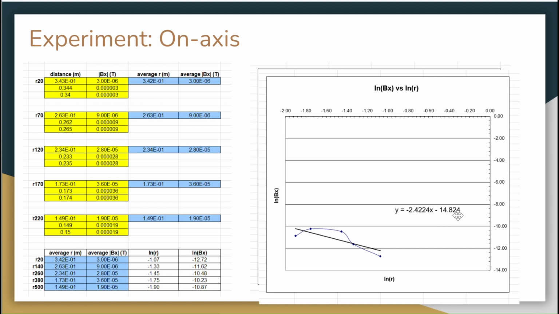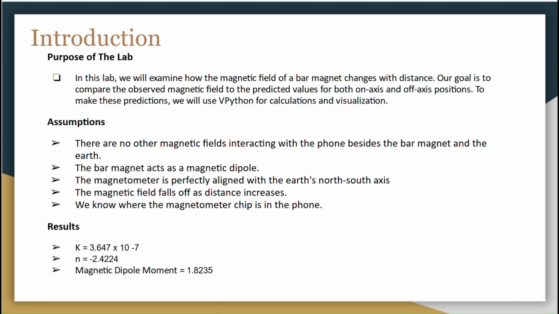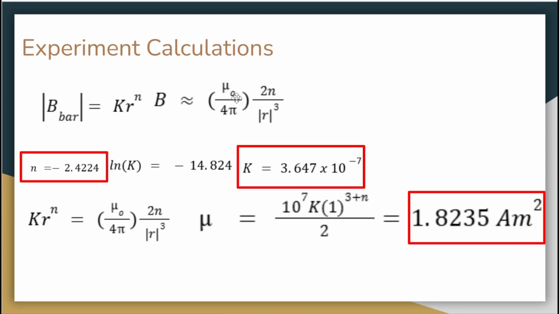Then this is our natural log k. Now that's not the same thing as this, is it? But guess what? With some experimental calculations, it'll become that. Okay. Our natural log k is negative 14.824. K becomes this, therefore. Okay, and then with all that useful stuff, we throw it in the equations, and the magnetic dipole moment becomes 1.8235. Okay, pretty good stuff.